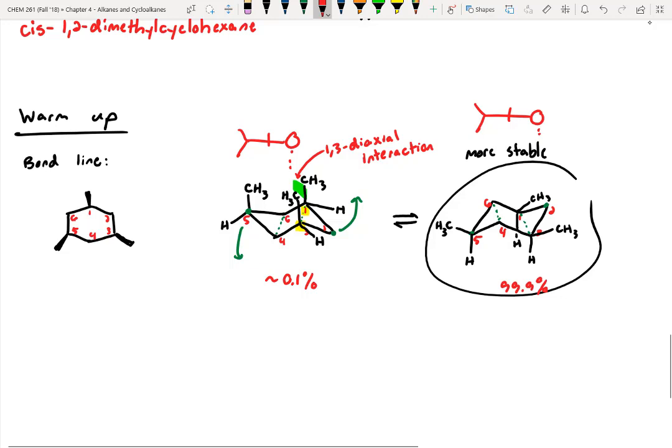That's one problem with the 2D bond line conformation for cyclohexane: it doesn't tell you which chair conformation we're really looking at, nor does it let you know which one's more stable. Sometimes drawing a chair is your best bet. Does that make sense?